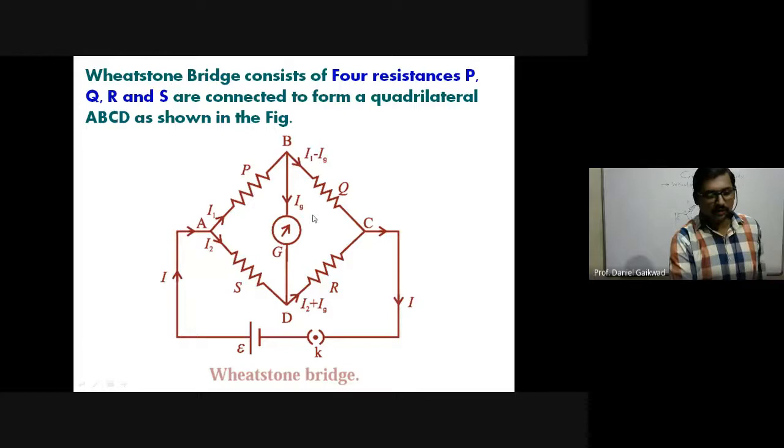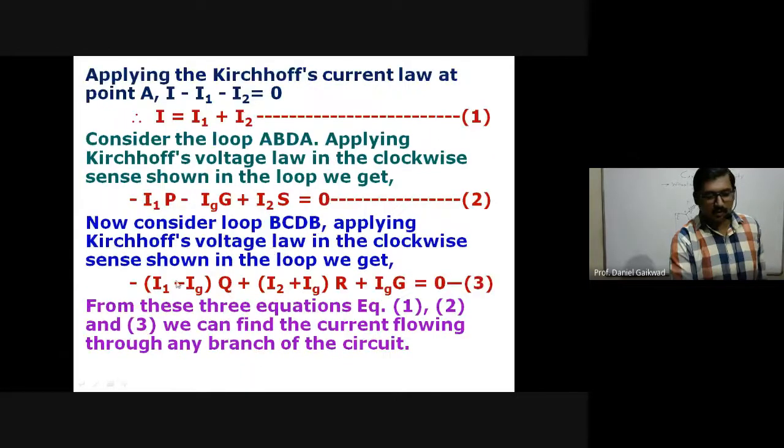Now check the third equation: minus I1 minus Ig into Q, plus I2 plus Ig into R, the potential across R, plus Ig into G, the potential across the galvanometer, is equal to 0. So that is equation number 3. Now from these three equations, 1, 2 and 3, we can find the current flowing through any branch of the circuit.